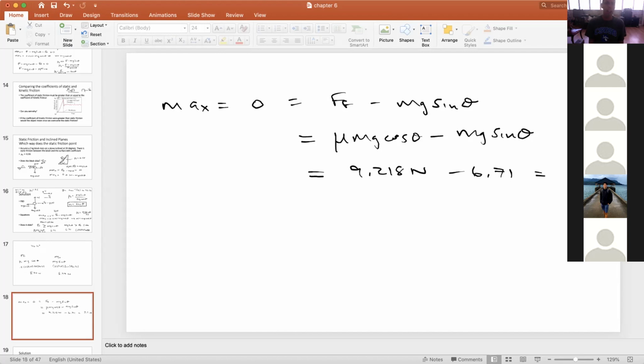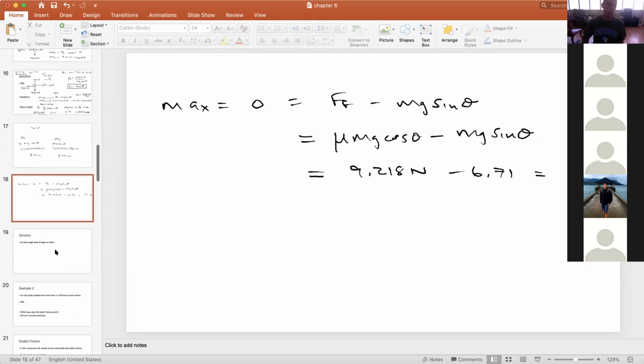You have to be careful with friction. You have to understand that friction can stop acceleration, but it can't cause acceleration, which is so weird. And I understand it's confusing as all heck.